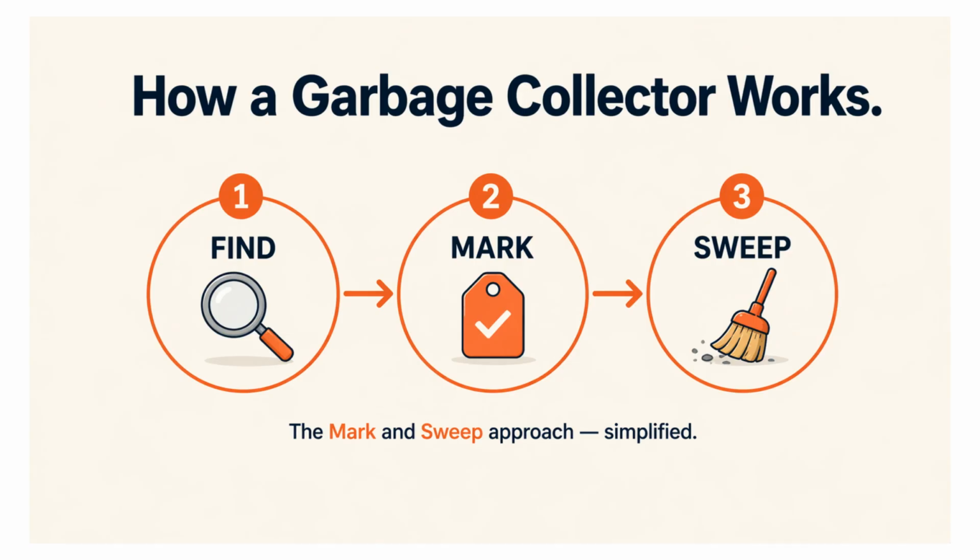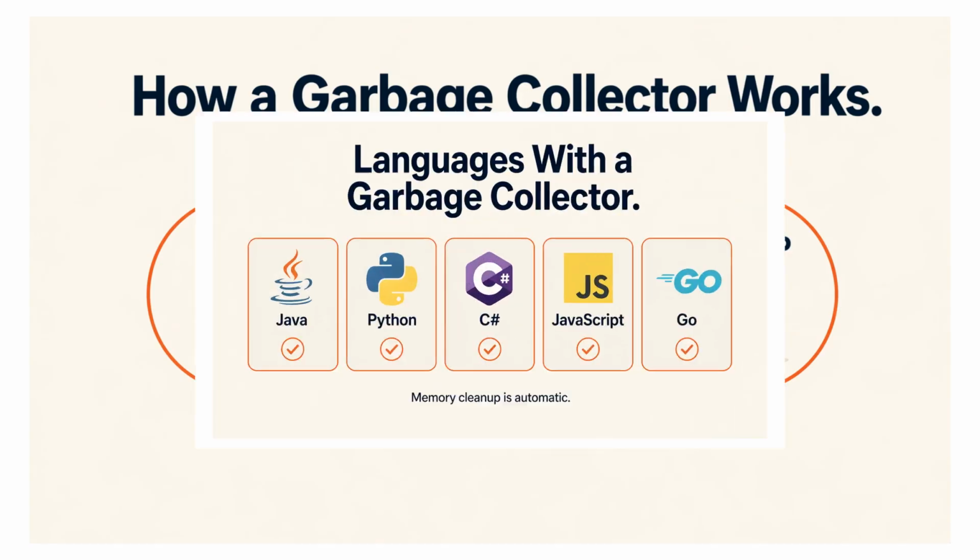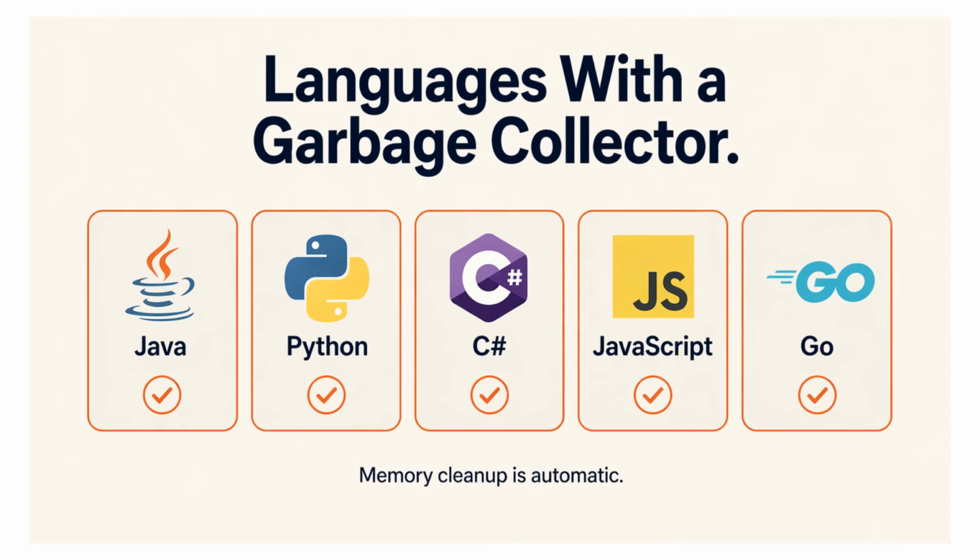Now let's look at which programming languages actually use this feature. Now let's talk about which languages come with a built-in garbage collector. Most modern, high-level programming languages have one. Java was one of the first popular languages to make garbage collection a standard feature. Python uses it too. That's why you can create lists and objects freely without ever thinking about memory.